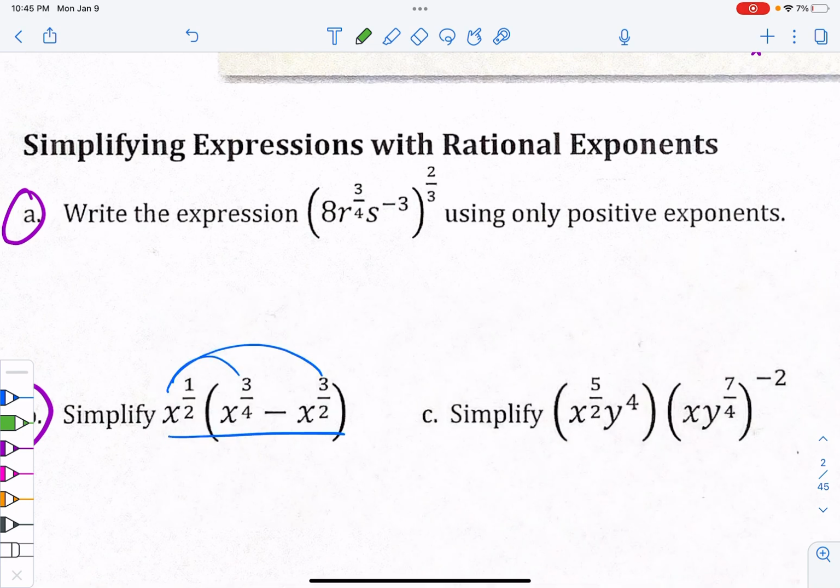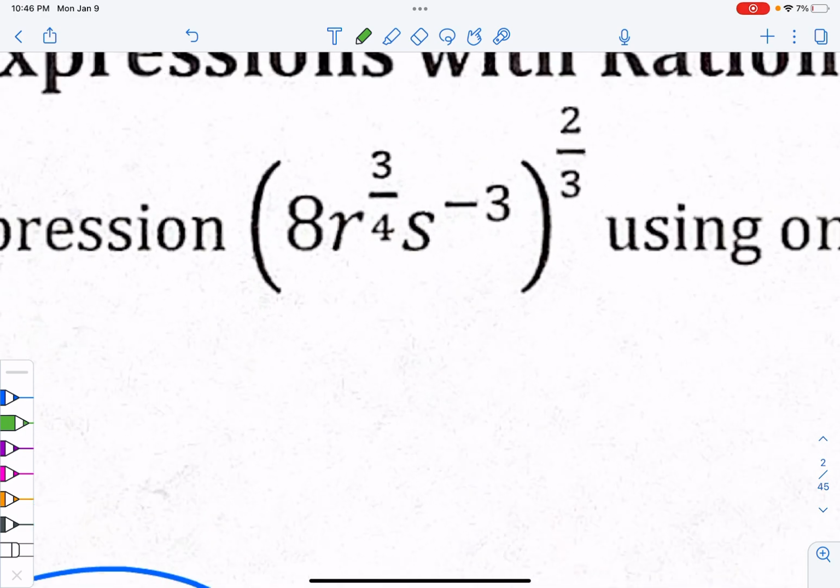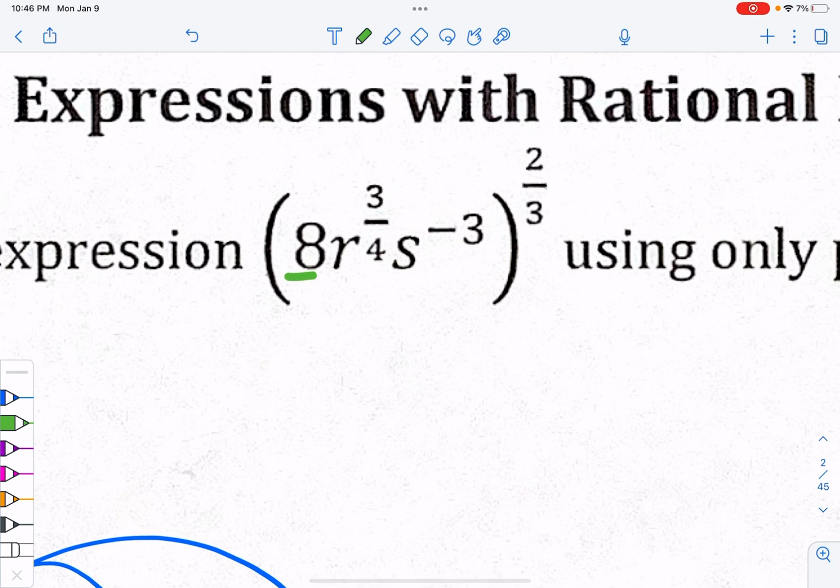All right. Write the expression using only positive exponents. So we have a negative one right here that we're going to have to fix in a little bit, okay? But there are 3 pieces here. There's an 8, which is a constant, an r to some power, which is really ugly, and an s to some power, which is kind of ugly. And we're taking all of that to the 2/3 power.